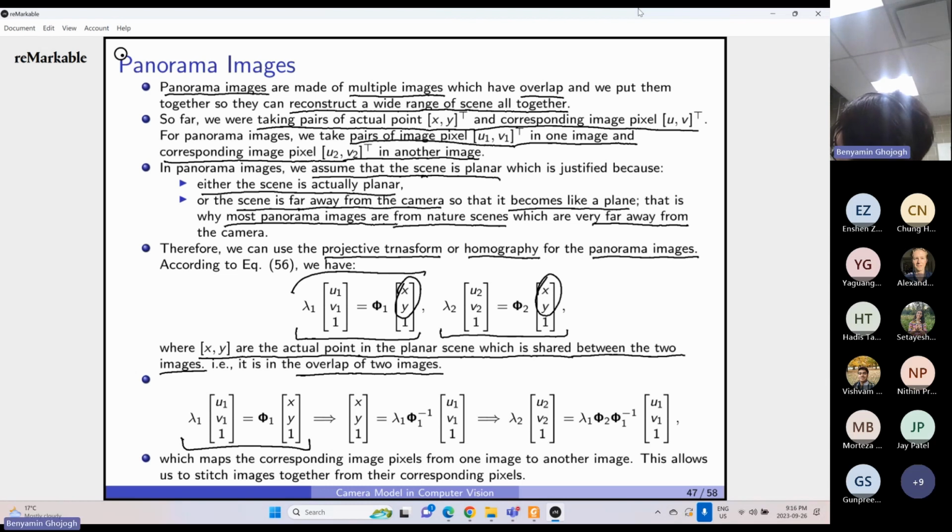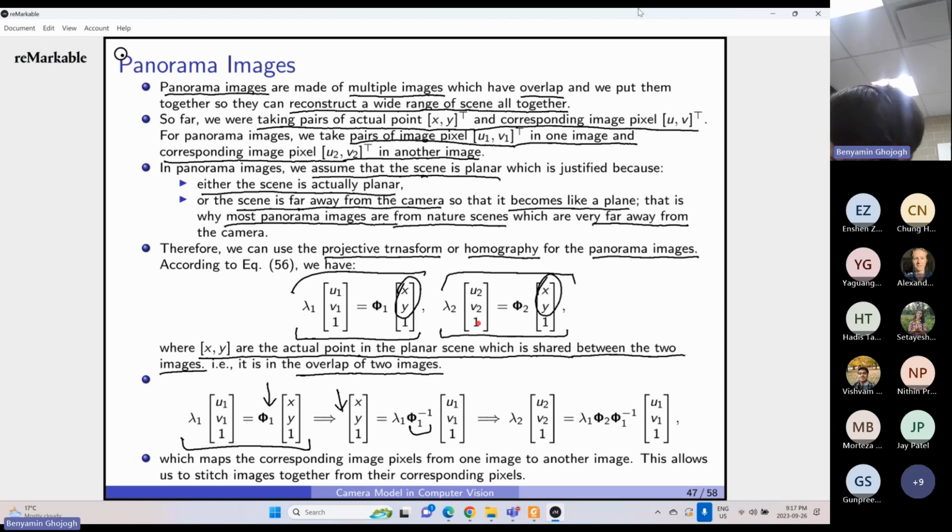So this is a pain in the neck, right? Phi. So left multiply both sides by phi inverse. As a result, (x, y, 1) becomes identity, and (x, y, 1) becomes lambda 1 phi inverse (u1, v1, 1). Agreed? Okay, now consider the second equation.